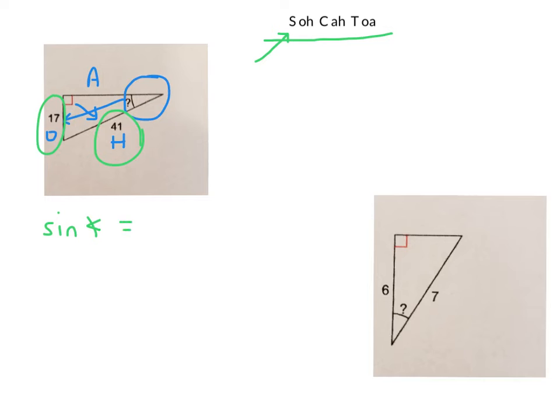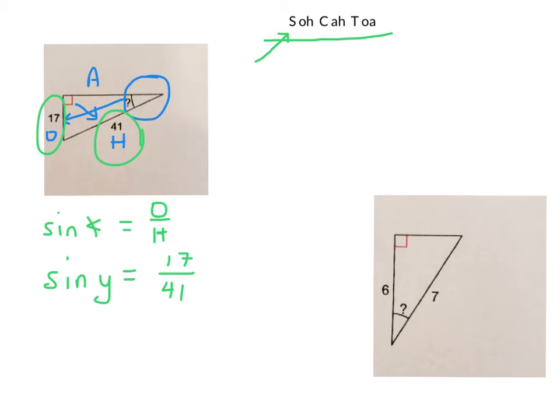The sine of an angle is the opposite over the hypotenuse. And now we plug in everything that we know from this triangle. So we don't know what the angle is. I'm going to use y this time. We do know the opposite. They gave us that as 17. And we do know the hypotenuse is 41.